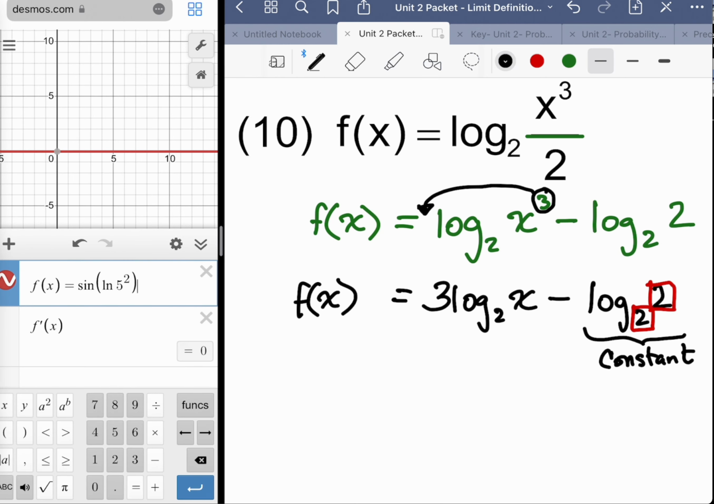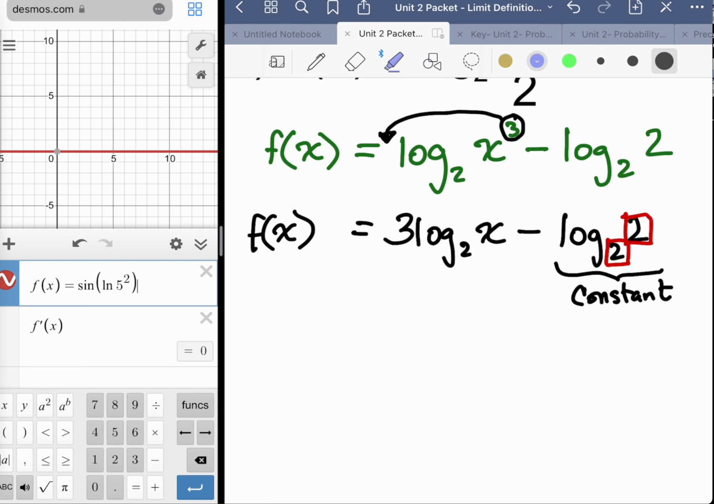So the only part I actually care about is this. Now I look at this and I say, well, I don't know how to find the derivative of a log with a base 2. But then I kind of think back and I say, well, wait a minute, I do know how to find the derivative of a natural log. And there is a change of base formula.